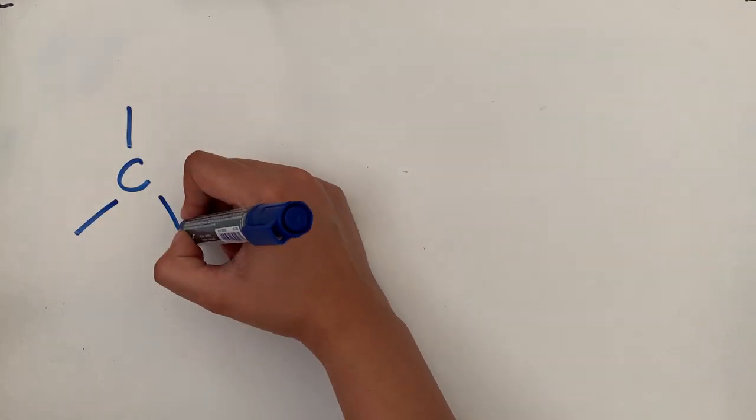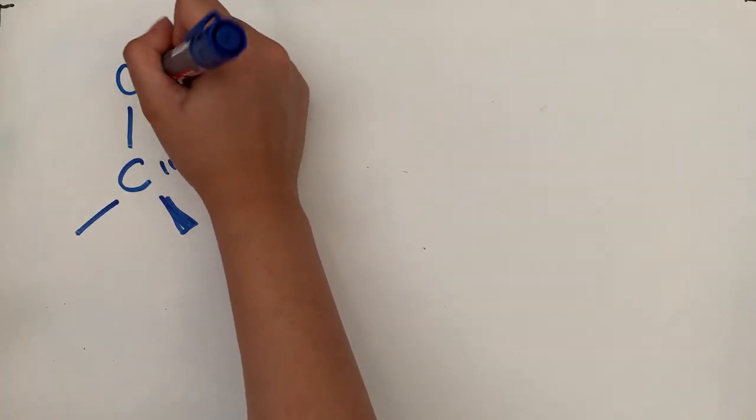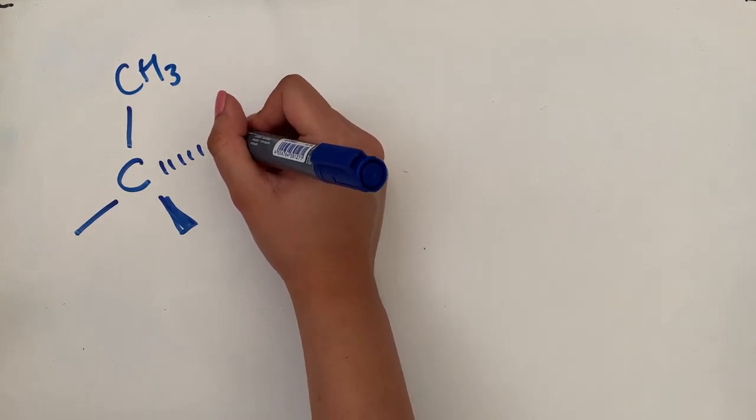So you have 2 bonds that are in the line of the board. You have 1 bond that is a wedge bond that is coming out of the board towards you, and you have 1 dashed line that is going into the board away from you. Okay, and then you just put your groups in. It doesn't actually matter at this stage which order you put everything in.